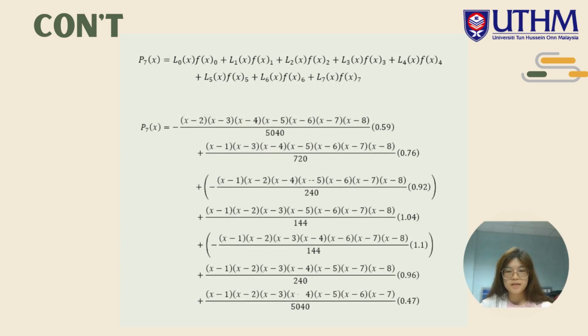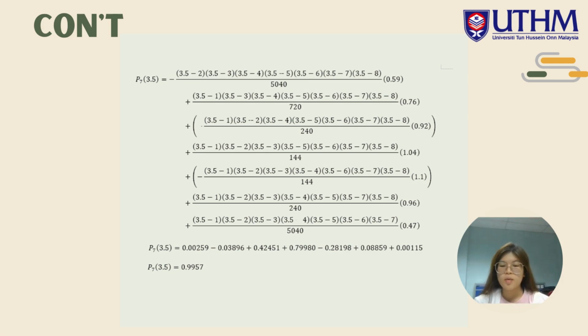After calculating the first degree, second degree, and third degree until the seventh degree Lagrange interpolation polynomial, P7(x) is formed. Finally, we substitute x equals 3.5 into the equation and we found that the water level at 3.5 hours is 0.9957.